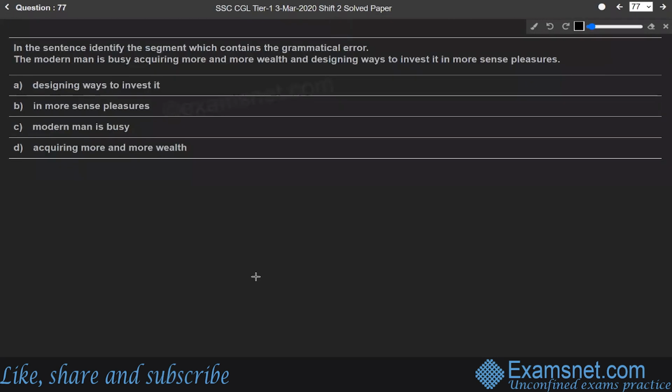Next question is, in the sentence, identify the segment which contains the grammatical error. The given sentence is, the modern man is busy acquiring more and more wealth and designing ways to invest it in more sense pleasures. So here we have to identify the segment. Segment means the part of the sentence in which there is a grammatical error. So let us read the sentence again to understand it better. The modern man is busy acquiring more and more wealth and designing ways to invest it in more sense pleasure.